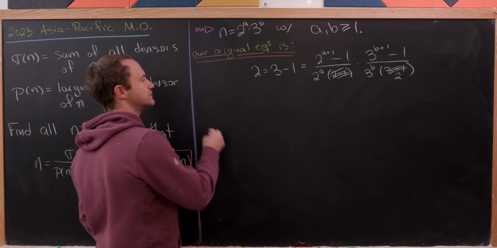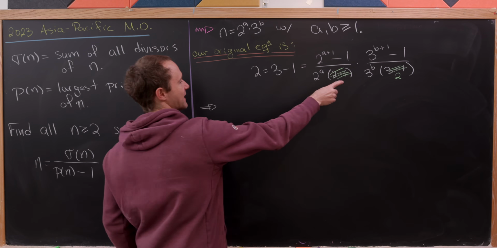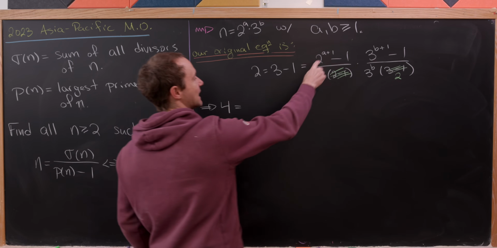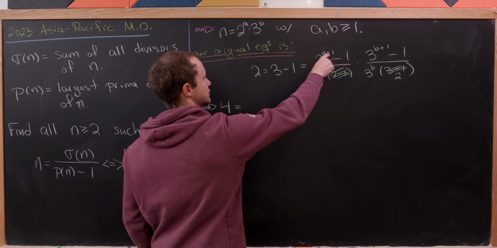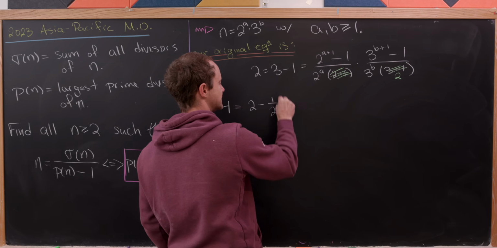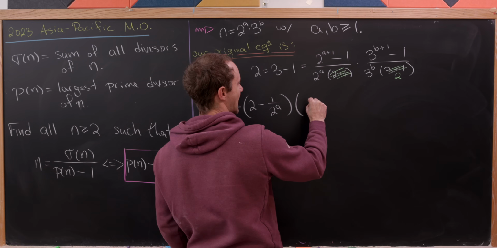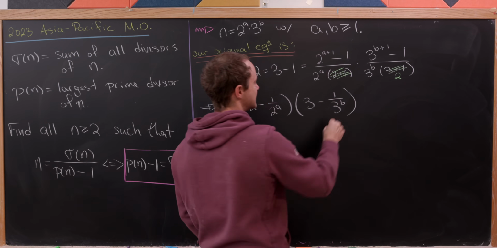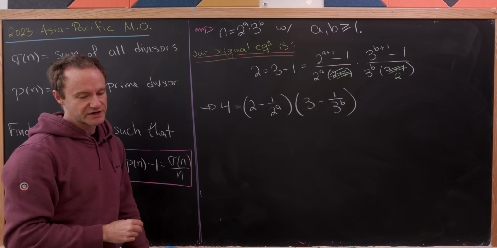But now what we can do is move some things around. Notice that I can multiply that 2 from the denominator up to the numerator to give me a 4. And then I can do this quotient. So 2^(a+1) over 2 is going to be (2 − 1/2^a), and then here we have (3 − 1/3^b). So we've got this equation right here.